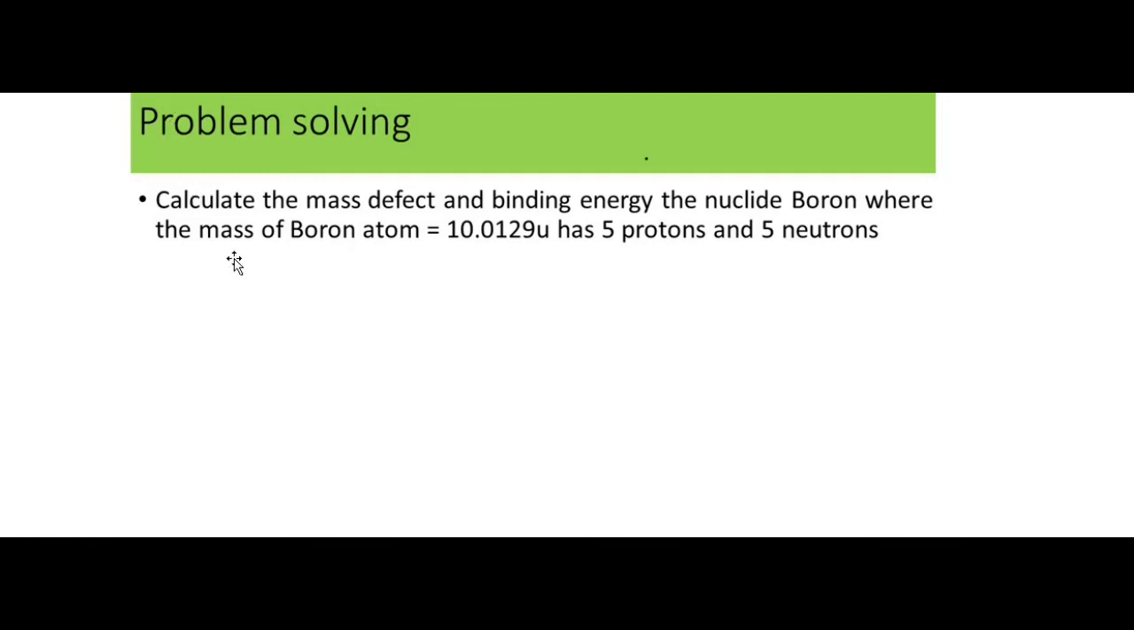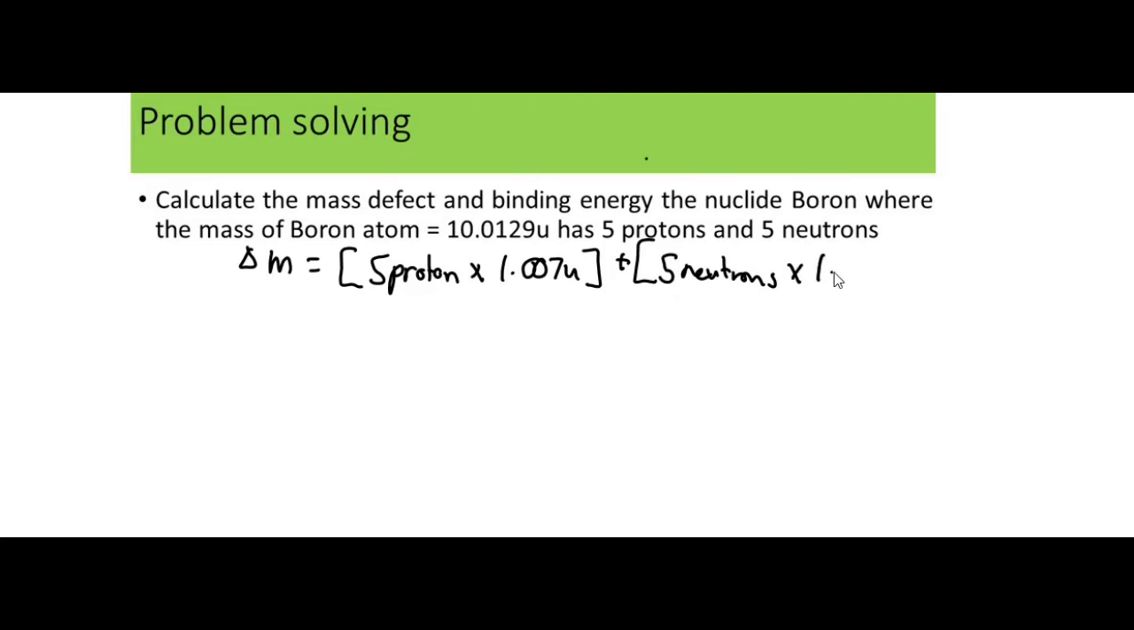Alright. So first step, identify what is proton and neutron. So we have 5 protons and 5 neutrons. So to get the mass defect, so 5 protons times 1.007 u, plus 5 neutrons, there you go, times 1.008 u. There you go.